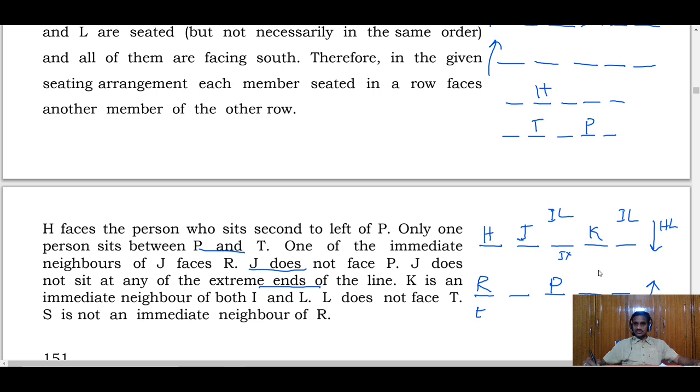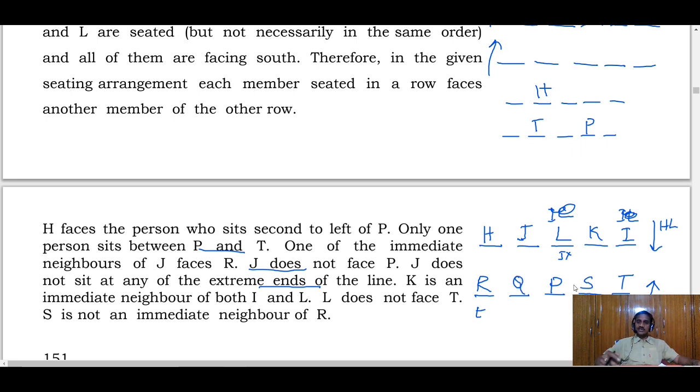L does not face T. Now, R is not here, so T must be here. L does not face T, hence L is not here, so I will be here. If I is here, L is here. What is the order we have? H, J, L, K, I. And next one, R, P, T. Now Q and S are the persons left out. S is not an immediate neighbor of R. So S is not here, so tell me who is here: Q.